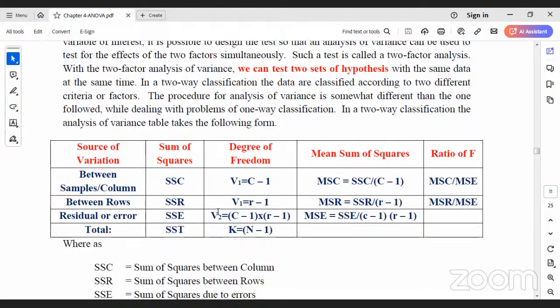Okay, then sum of squares, that is SSC, same. V1 is equal to C minus 1. MSC is equal to SSC divided by C minus 1. Till here it's the same as in the ANOVA one-way classification. Now it will change between rows. SSR.